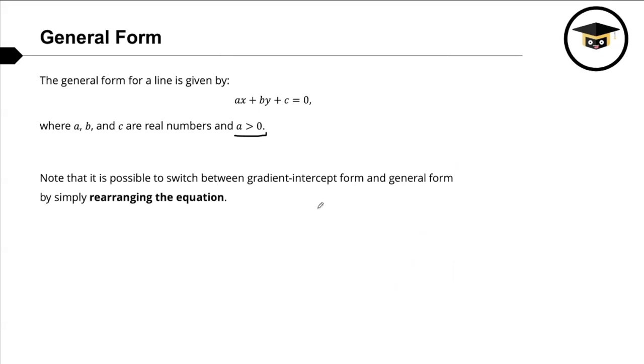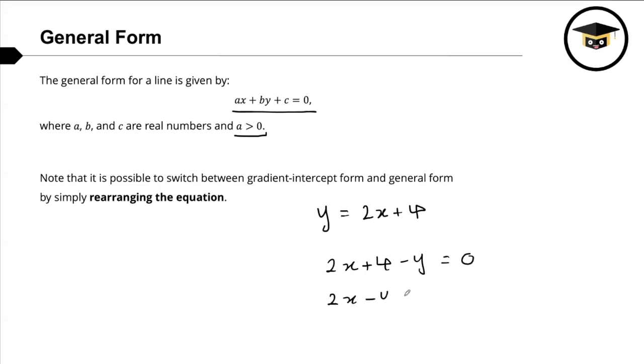equation. So in the previous one, remember how we got y equals 2x plus 4? If I was to convert this into general form, all I would do is move the y to the other side, because remember, general form has to equal 0. So if I move the y to the other side, I get 2x plus 4 minus y is equal to 0. I'm just going to rewrite this so that it follows the same pattern here. So 2x minus y plus 4 equals 0. And you can see now that this is basically general form. We have 2 as our a value, and that is positive, so it's okay.